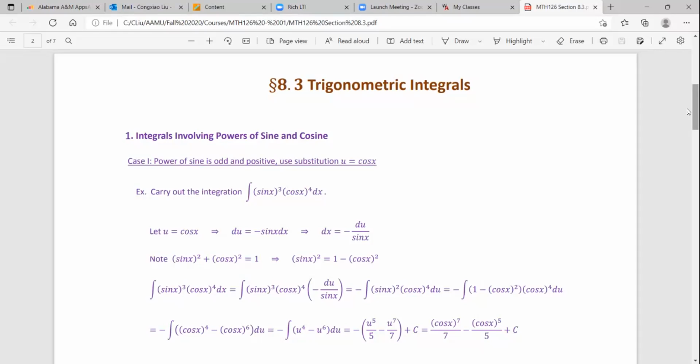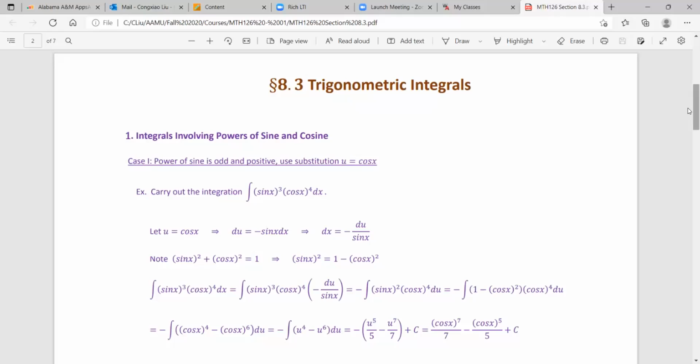So that's the result, but we need to replace u by cosine x. You can also distribute the negative sign in the first term to get cosine x to the 7 over 7 minus cosine x to the 5 over 5 plus c. That will be the final answer, because you start from a trig function with variable x, so you need to write the final result in x.